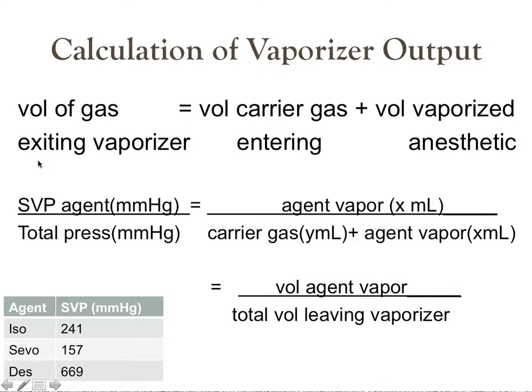The volume of a gas exiting the vaporizer equals the volume of the carrier gas entering plus the volume of the vaporized anesthetic. So the saturated vapor pressure of the agent, examples are here, divided by the total pressure equals the agent vapor over the carrier gas plus the agent vapor. So it equals the volume of the agent vapor divided by the total volume leaving the vaporizer.